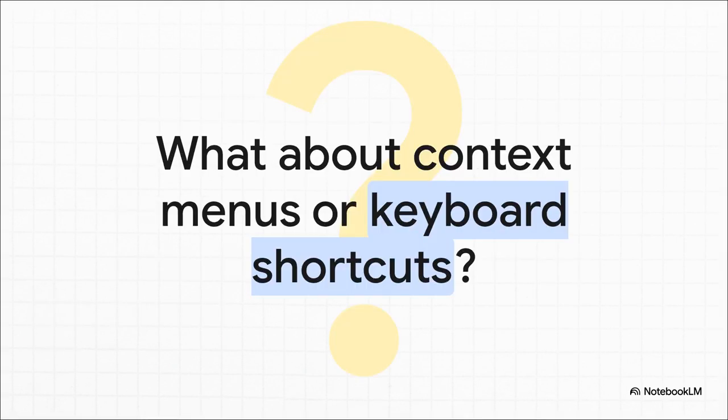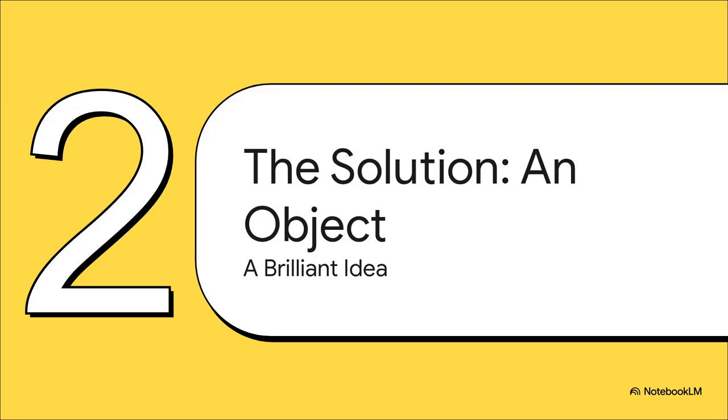And then it gets worse. What happens when you want to trigger that same copy action from somewhere else? Say, from a right-click menu, or a keyboard shortcut like good old Control-C. Well, with this setup, you've got to copy and paste that same logic into your menu code and your shortcut handler. It is a maintenance nightmare, and there has to be a better way, right? And of course there is.